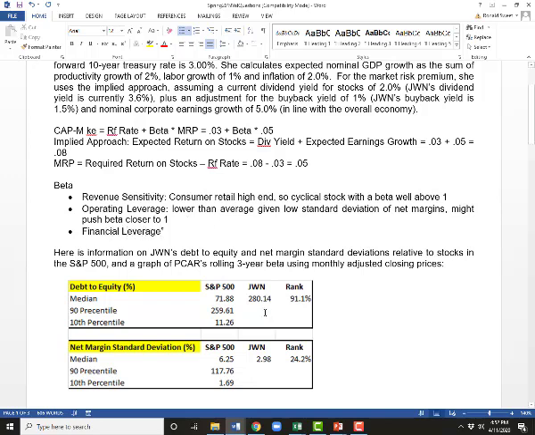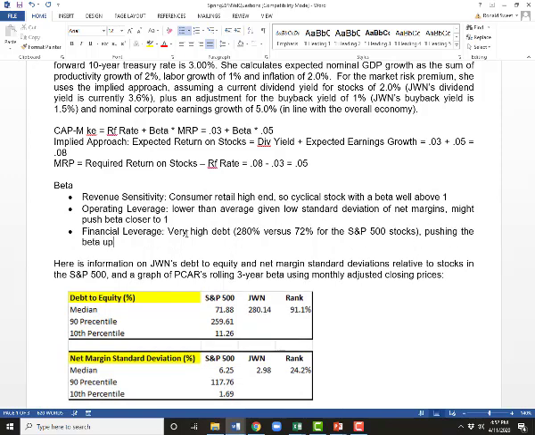So we look at their debt. Their debt is quite high. Very high debt, 280% versus 72% for the S&P 500 stocks. It's actually the Russell 3000, but that's okay. Pushing the beta up away from 1.